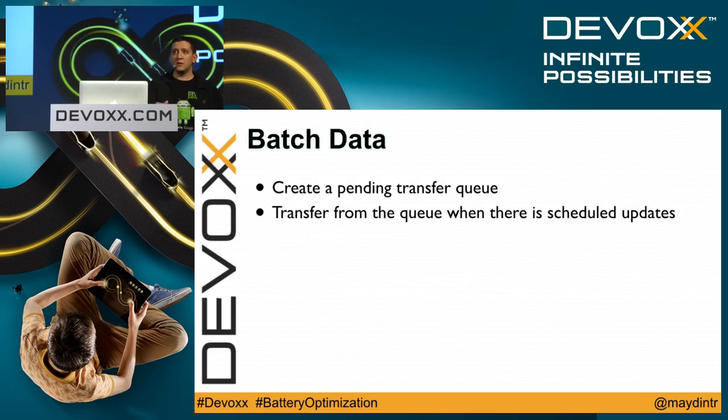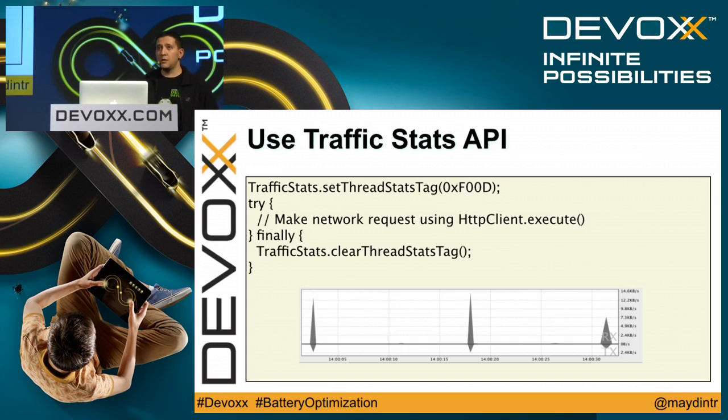You can batch the data that you want to transfer. You can send it into a queue, and later you can bundle it and transfer it in one connection. You can use the TrafficStats API, which comes with the framework. You can tag the threads that do networking. Then in the DDMS tool in Android Studio, you can see the network activities of your application. You can detect the unbundled transfers, then you can bundle them and save battery.